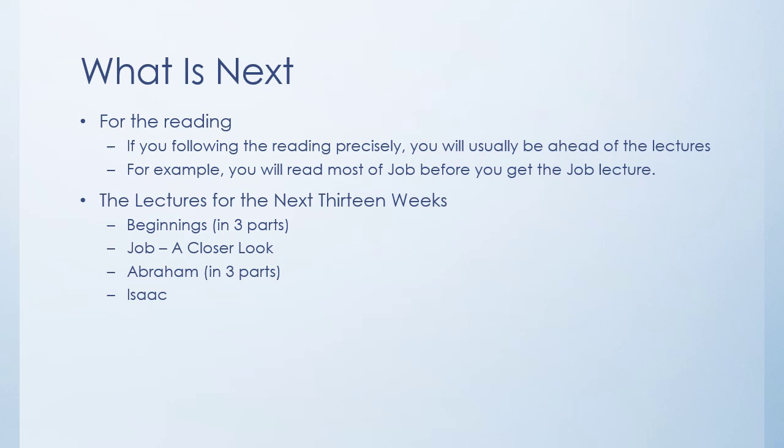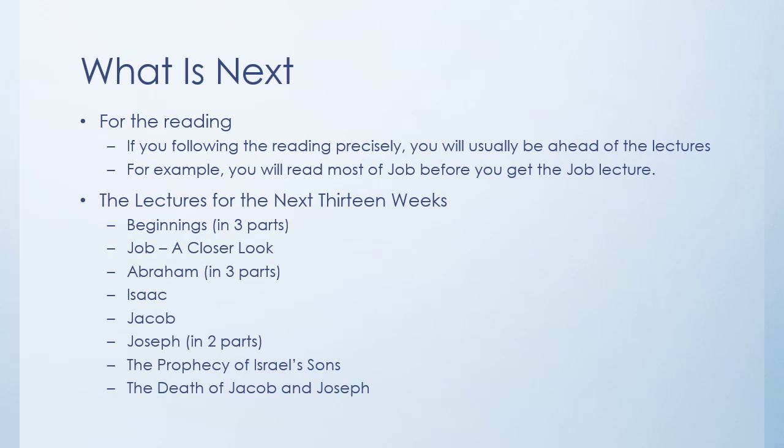And then we will look at his son Isaac. Then we'll look at his son Jacob. And then we will look at the life of Joseph in 2 parts, the Christological realities of Joseph and the historical ones as well. And then we'll look at the prophecy of Israel's sons, and then we'll look at the death of Jacob and of Joseph, and that will close out the first 13 weeks after this week. So that will give you 14 weeks of reading and then 14 distinct lectures that go along with that.